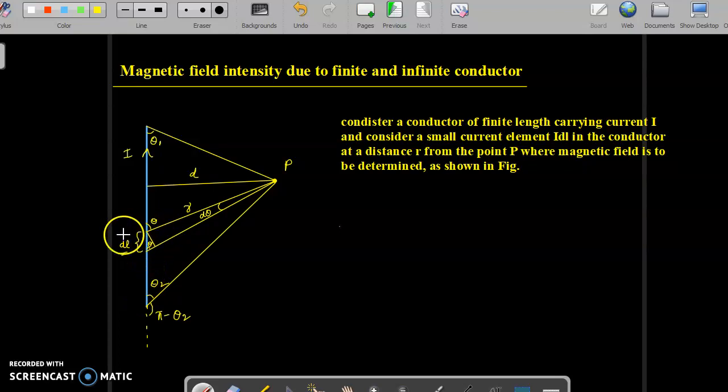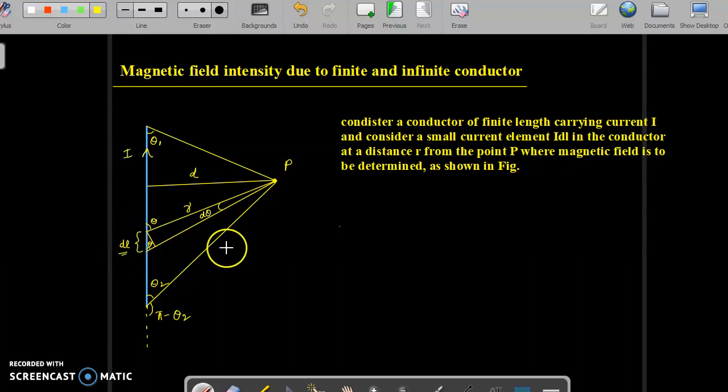and the dl will produce a magnetic field, and I am going to determine the magnitude of that magnetic field at point P, and using that expression we can conclude what would be the magnetic field intensity of an infinitely long conductor. Here P is the point, which is at a distance r from the small section of the conductor. This is the current element.